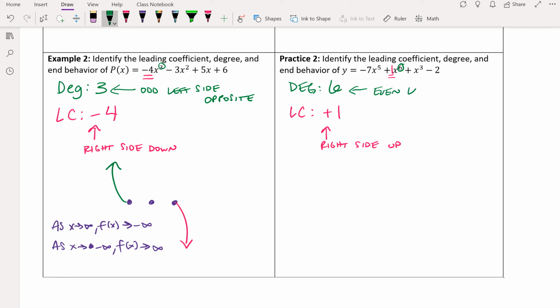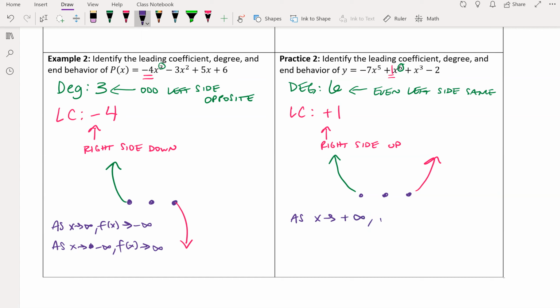that means left side same. So now we're going to draw our little center of the graph. We don't know what's going on there, but we do know that the right side is going up because the leading coefficient is positive. And we know that the left side has to go in the same direction because the degree is even. And now we'll write our statement to finish it off.